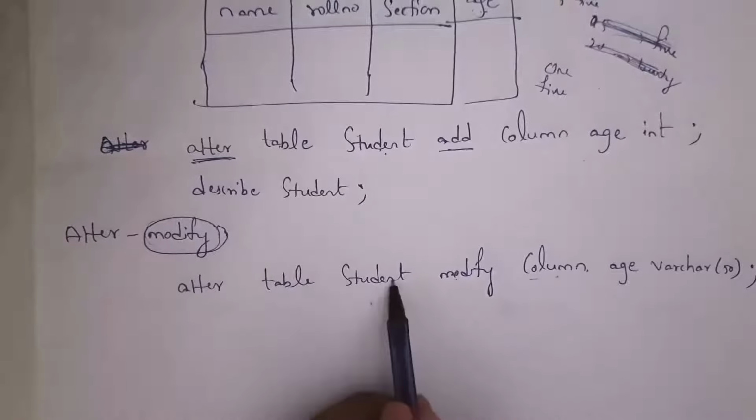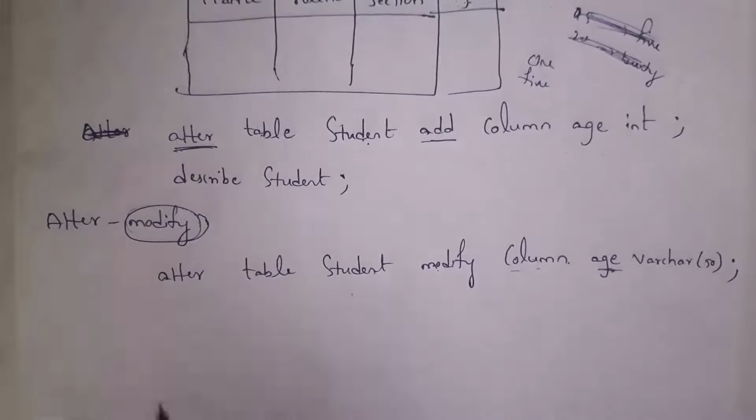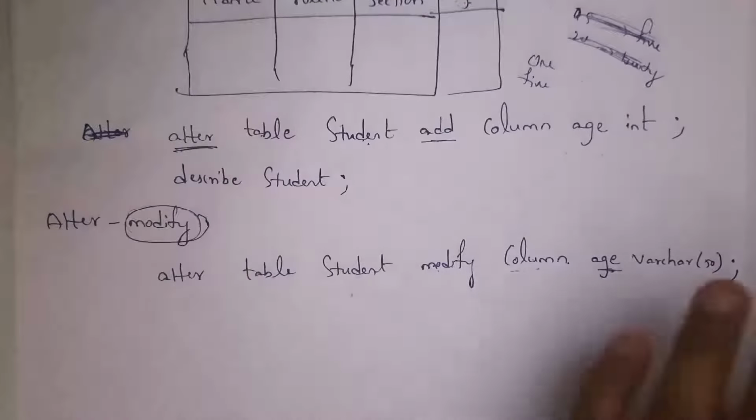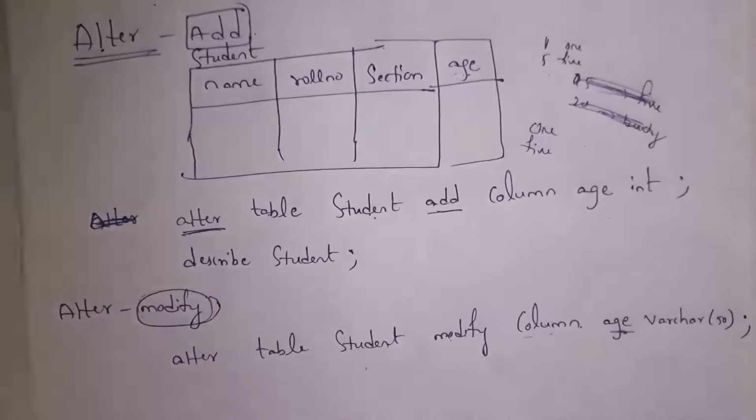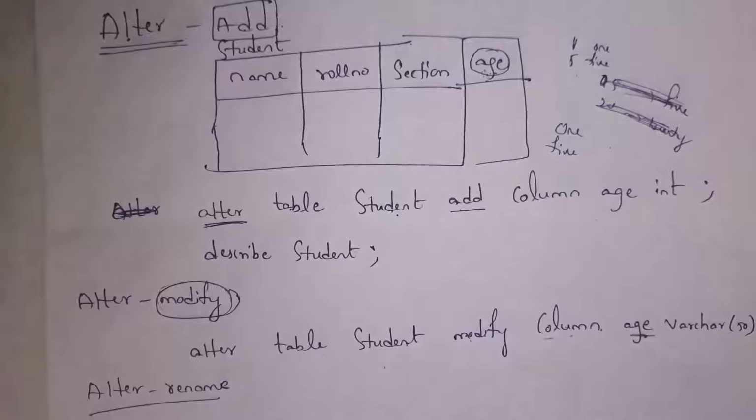Alter table, table name, modify column, column name, that is age, and give the data type. Whenever you write this code and click enter, it will change my data type to varchar. My column name is age. Now I want to change this column name to my age. For that purpose, we need to use alter rename.